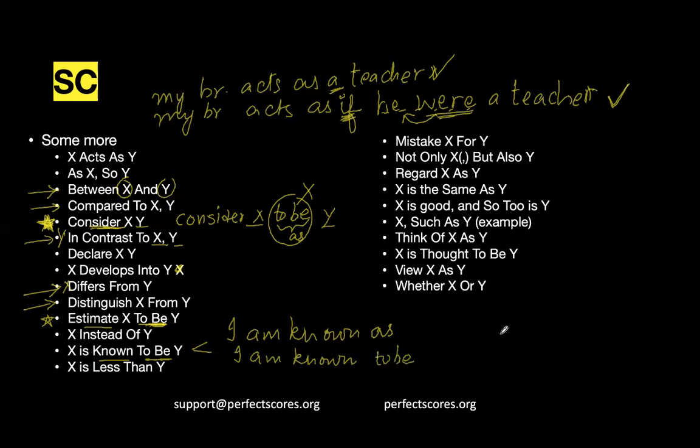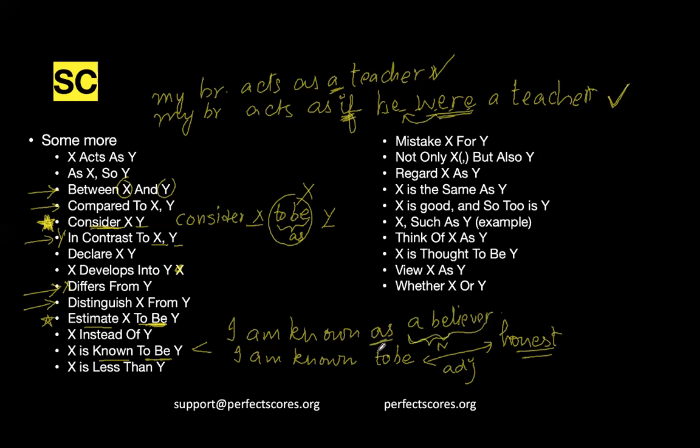If I want to put the word honest, in which sentence should I put the word honest? The first one or the second one? Second. I am known to be honest, yes. So usually adjectives go here. Over here, something like a noun should come. I am known as a believer or something.